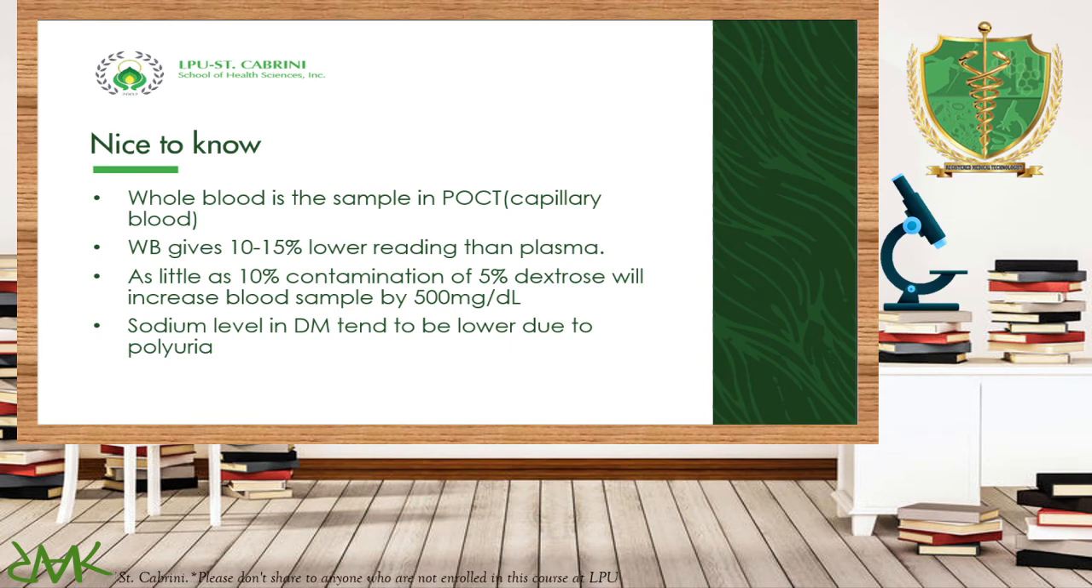Well, I am sure that I have discussed this already in our previous video, and I said that our whole blood gives 10 to 15% lower reading than our plasma. That's why it is recommended to use plasma or serum as our sample for glucose analysis. Why? Whole blood gives 10 to 15% lower than the plasma because the red cells use up the glucose for metabolism.